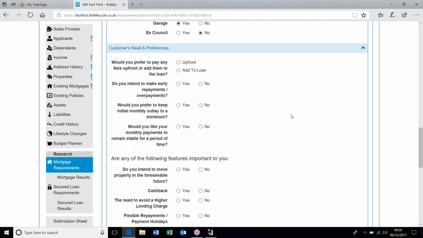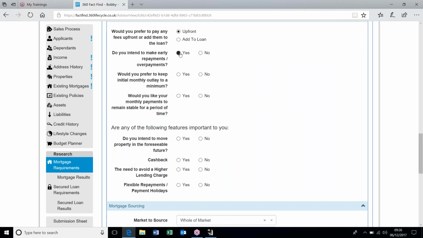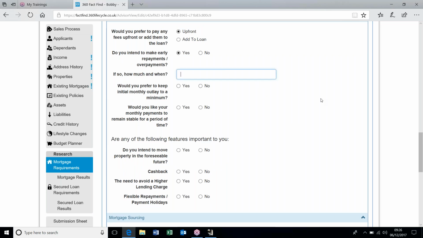So I'm going to imagine that Barry, in this instance, wants to pay his fees up front. He intends to make early repayments. Yes, he will. And if so, how much and when? So now you get a bit of free text. And what I can say is he would like to make, I can pay £100 extra per month. Okay, so what we know is those overpayments will be coming straight off the capital repayment, which will make the actual repayment period a lot less as well in terms of its time to repay the mortgage.